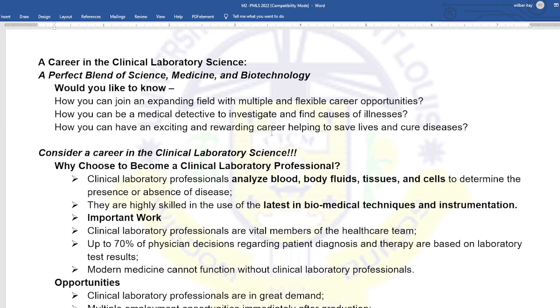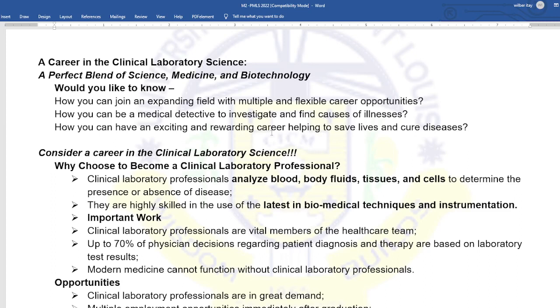So how can you join an expanding field with multiple and flexible career opportunities? We will also discuss how you can be a medical detective to investigate and find causes of illnesses, and how you can have an exciting and rewarding career helping to save lives and cure diseases. So consider a career in clinical laboratory science. In other countries, we are also referred to as clinical laboratory scientists.